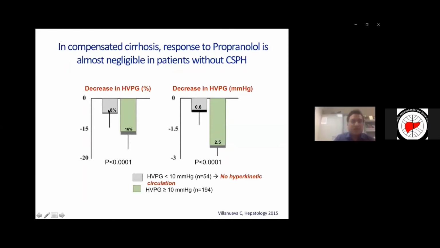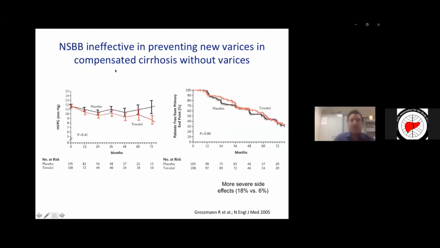The HVPG reduction is 8% only in those with baseline HVPG less than 10 millimeter of mercury, as against 16% in those with HVPG more than 10 millimeter of mercury. So this is the reason why the non-selective beta blocker is ineffective in preventing new varices in patients with compensated cirrhosis without varices. In patients with compensated cirrhosis without varices, addition of timolol does not improve the HVPG much. There is no significant reduction as compared to placebo with timolol in patients with compensated cirrhosis without varices. This is the reason that timolol is ineffective in preventing new varices in these patients.